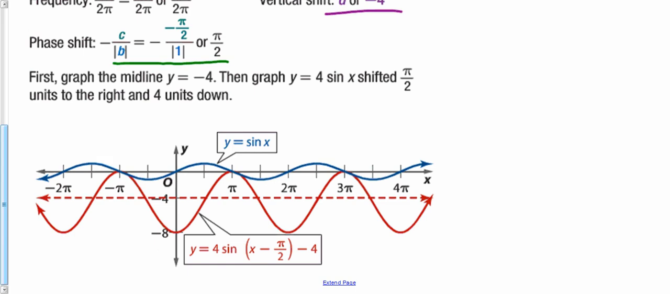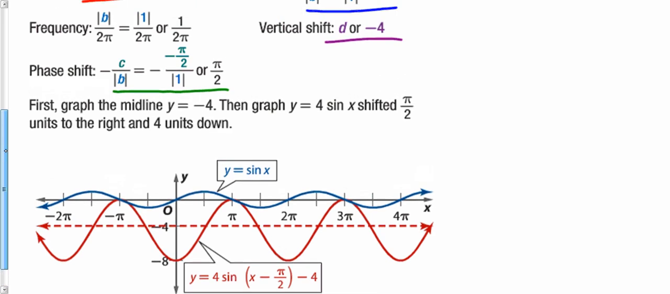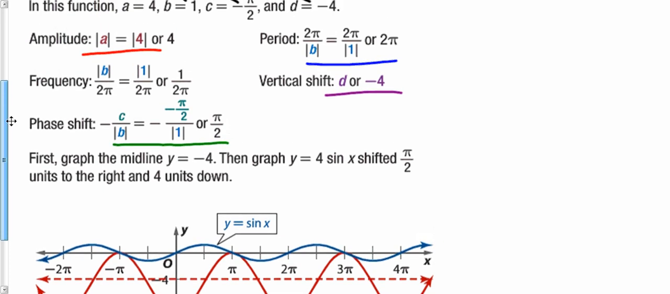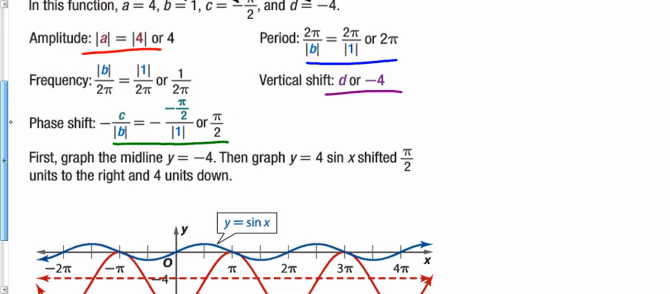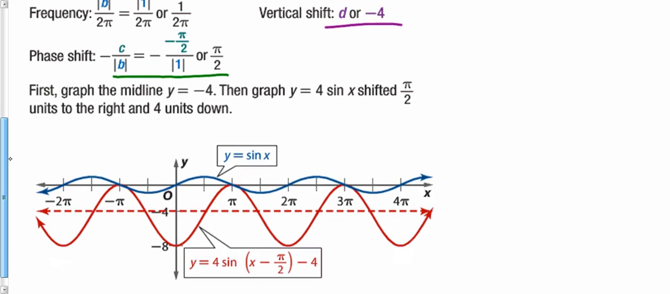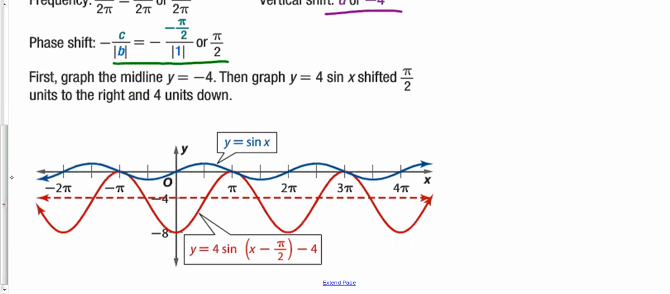Now I'm going to graph my new function, which is going to be down because of the vertical shift. It's also going to have the same period, the same frequency. It's also going to be taller because of the amplitude shift. So basically, the big ones here are phase shift and amplitude shift.